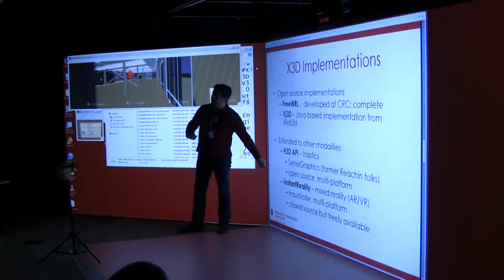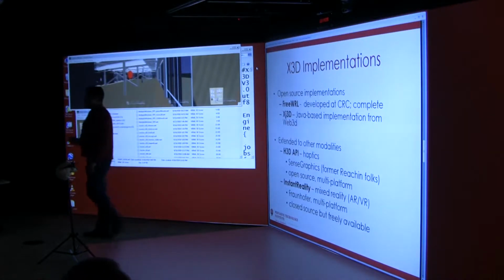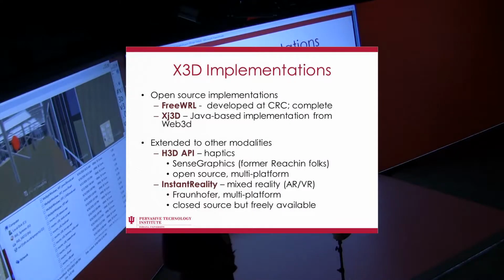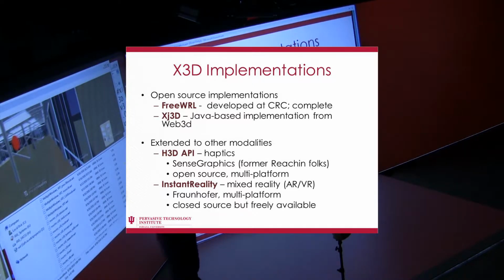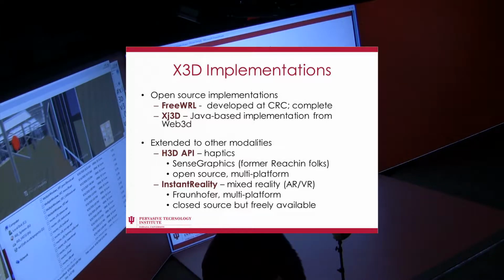The one we're going to show mostly today is Instant Reality. This is a Fraunhofer project. It unfortunately is not open source, but it is freely available. It's multi-platform, so Mac, Windows, Linux. H3D is also on all three platforms. So that's nice. And so we'll just jump into a few implementations, then we'll come back and look at Virtools.